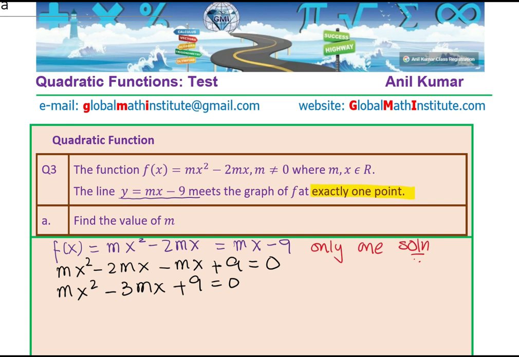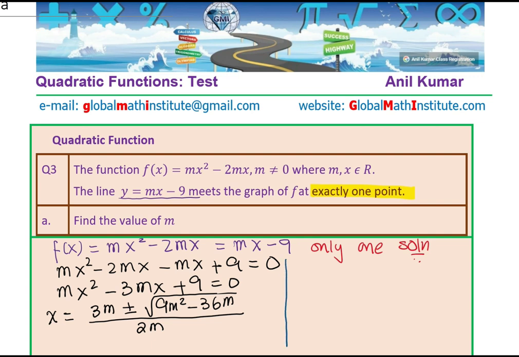So we could write x as equal to minus b. In this case, minus b will be 3m, plus or minus the square root of b squared, which is 9m squared, minus 4ac, which means 4 times 9, 36m. Is it clear to you? Divided by 2a, so 2 times m. So that becomes the value of x. I hope it is absolutely clear.